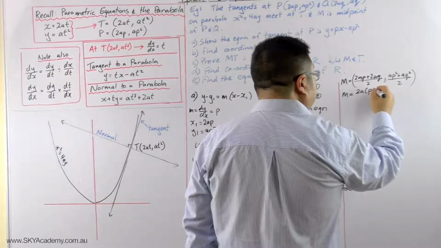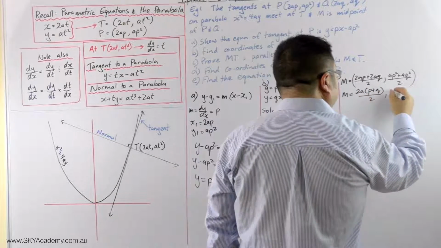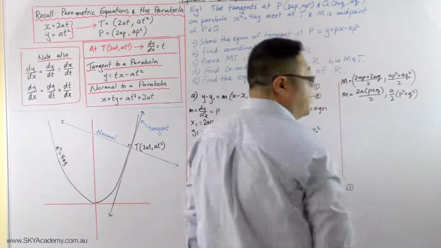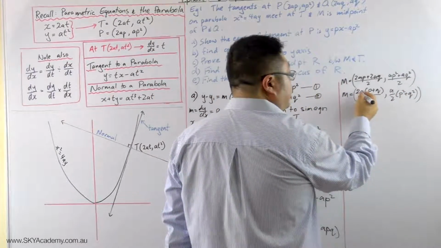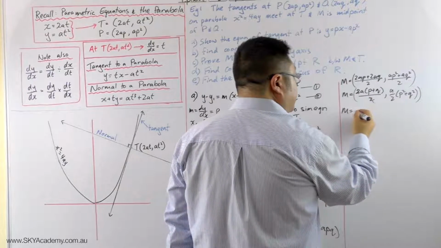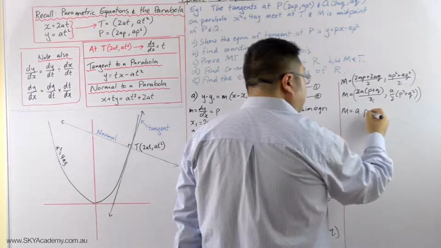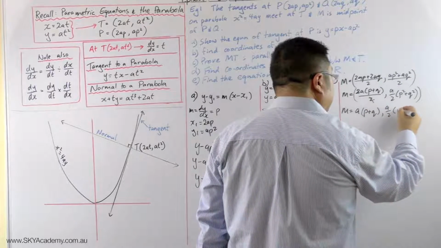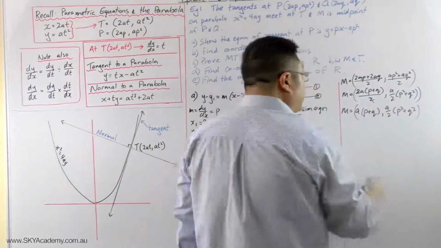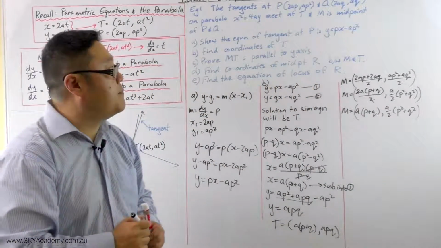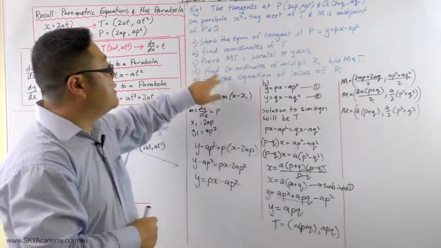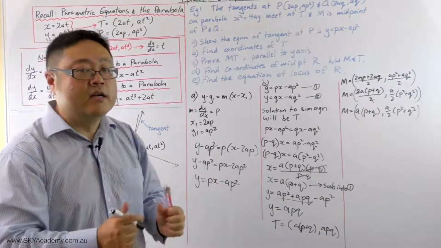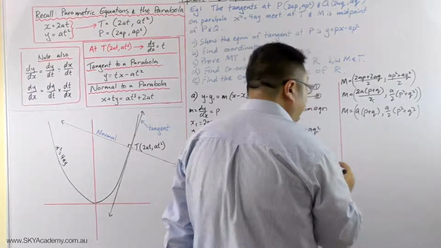So M is equal to 2a outside of p plus q on 2, a on 2 outside of p squared plus q squared. Got it? Now these two can cancel, so M is basically equal to a(p plus q) and a on 2 (p squared plus q squared). They're your coordinates of M. All right, so now it says prove that MT is parallel to the y-axis.